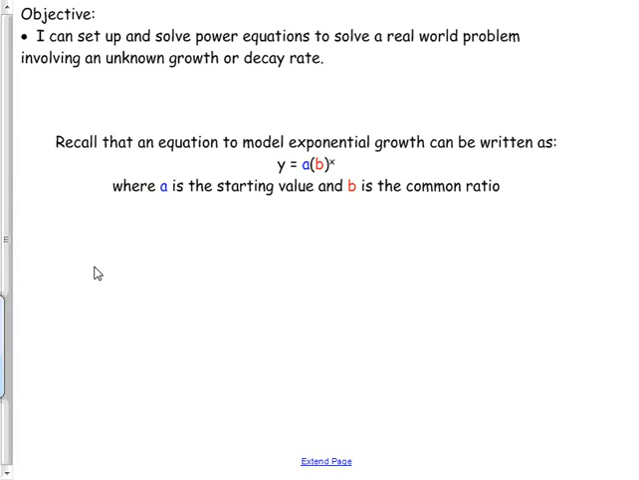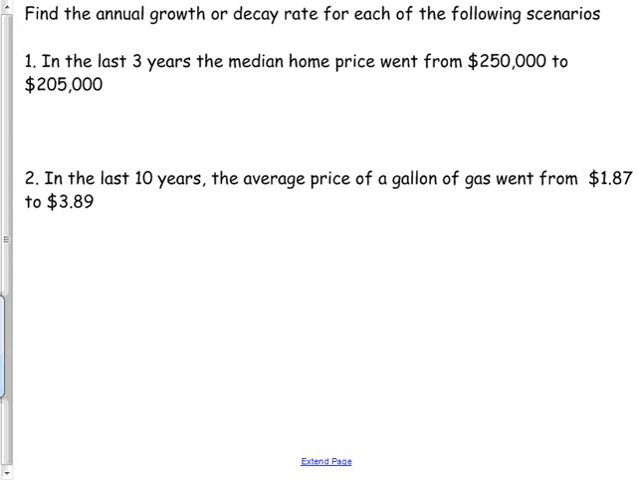All right, so we're going to be setting up power equations that sound like powerful. Basically, they're just the equations that we've done before. They have a starting value first, and then some number in here that's usually 1 plus the rate, or 1 minus the rate if it's a rate of decay. And then it has to have an x in the exponent to be exponential. Okay? So here is a typical problem.